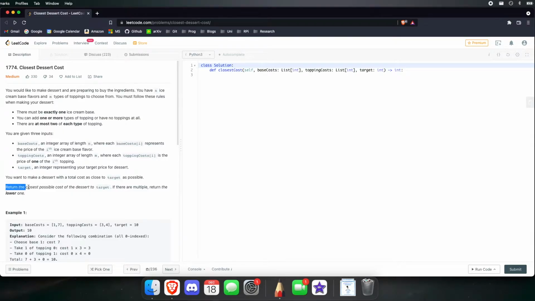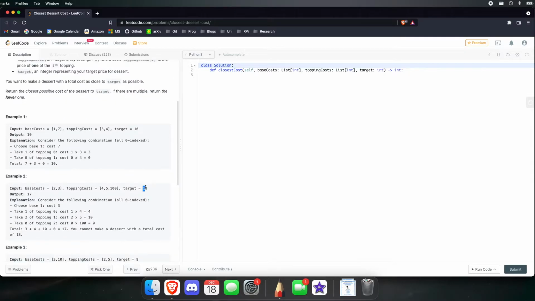Then they're also saying return the closest possible cost of dessert to target. If there are multiple, return the lower one. So for example, let's say target is 18. We can make an ice cream flavor that costs 17, or we can make one that costs 19. Their difference to target is both 1, a difference of just one price value. But because of this last sentence, we will be returning 17 because 17 is the lower one.